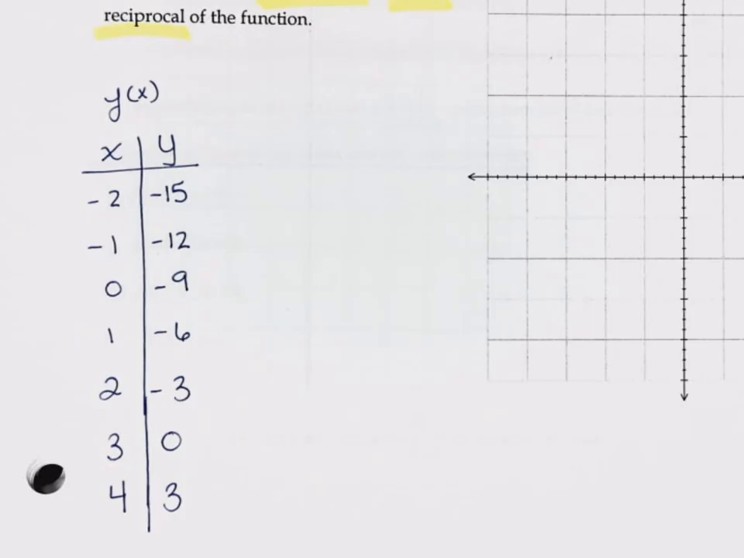So shall we plot these points? Or shall we look at the table for our reciprocal function? Reciprocal first. Okay.